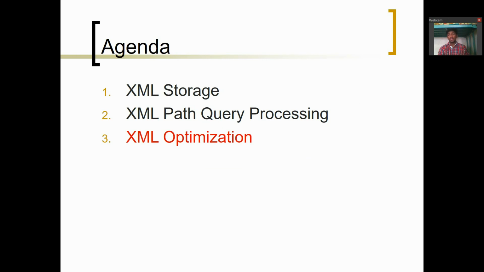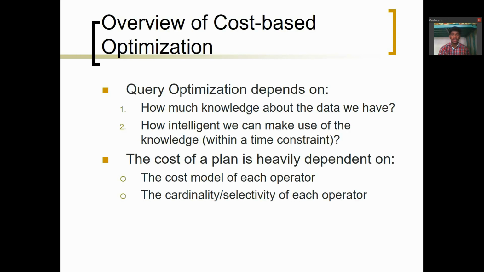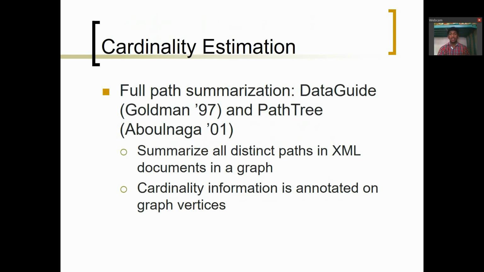Now we are going to see the optimization part. Query optimization depends on how much knowledge about the data we have, and how intelligently we can make use of that knowledge within time constraints, and so on. These questions are answered in this overview. The cost of a plan is heavily dependent on the cost model of each operator, and the cardinalities or selectivity of each operator. Now let's see what cardinality estimation is.